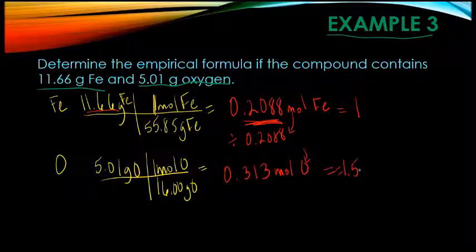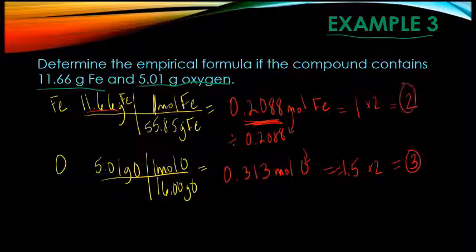So here, once again, it's not a whole number, so we have to multiply everything through to get a whole number for oxygen. Times 2 here, times 2, what you do to one, you have to do the other. So this is going to be 2, and this is going to be a 3. That means a 2 to 3 ratio, so it's going to be Fe2O3. That ends up being iron(III) oxide.